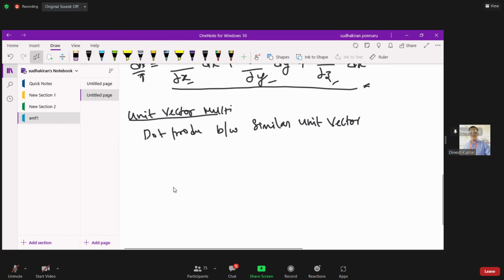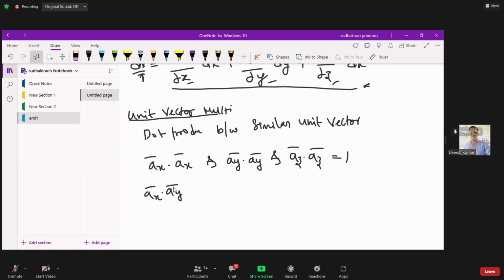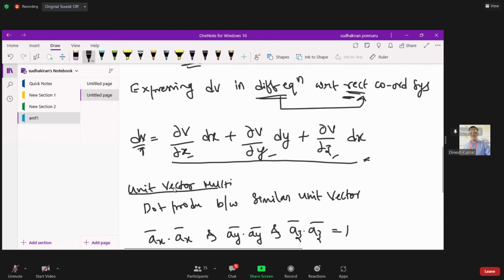So if you remember, I'm writing again here: ax bar dot ax bar, ay bar dot ay bar, as well as az bar dot az bar. Their value is equal to 1. Similarly, the dot product between any different unit vectors, that value is 0. So by using this concept, I'm going to rewrite the above expression, I'm going to rewrite this entire expression as below.